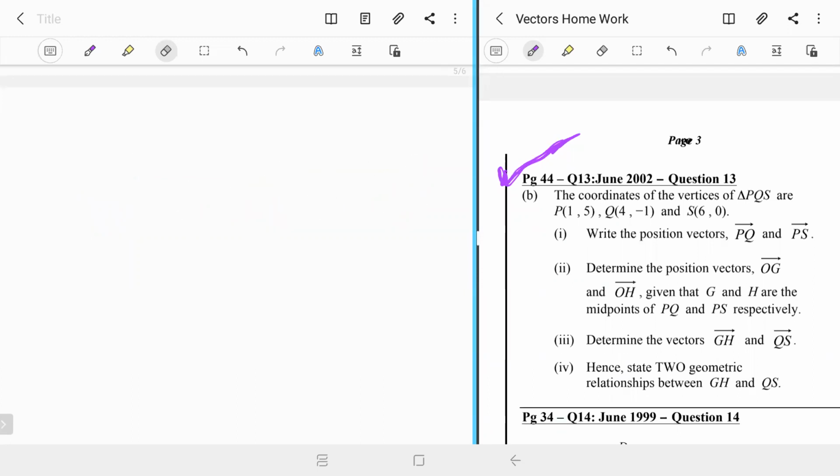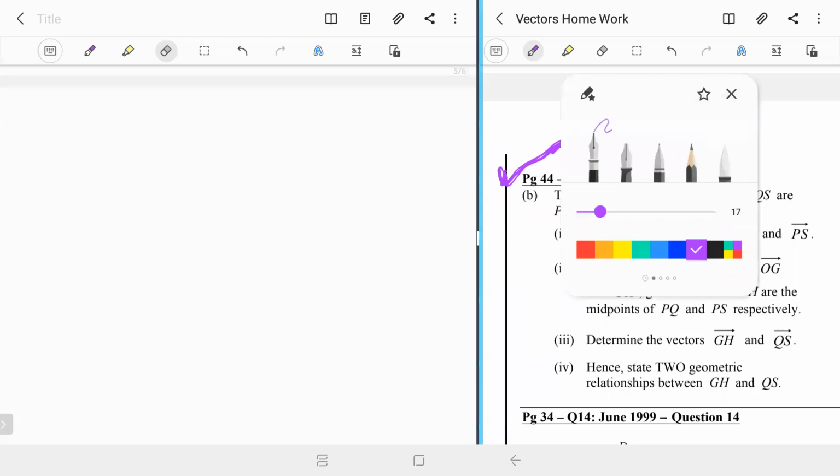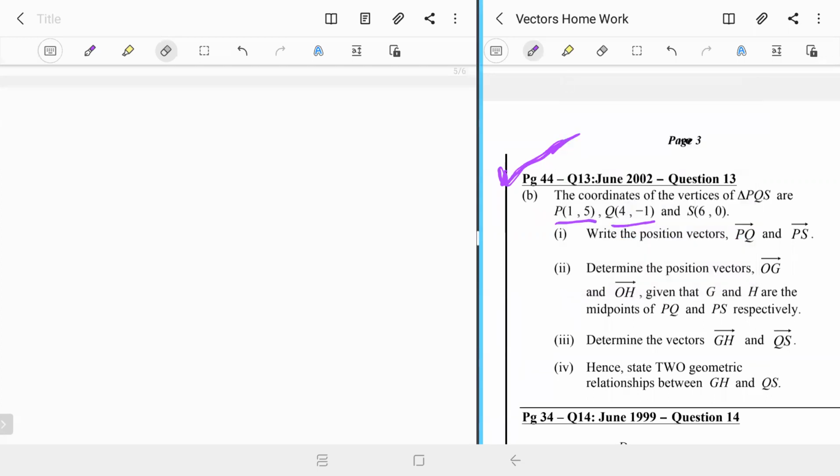All right, ready now. So they gave us those 3 points. The question gave us these 3 points: P, Q, and S. They are the 3 vertices of a triangle PQS. And I want us to get the vector PQ and the vector PS. So first we're going to write the position vectors of the points that they gave us.